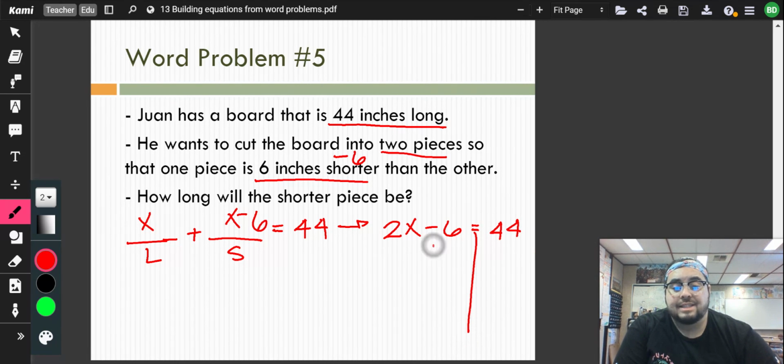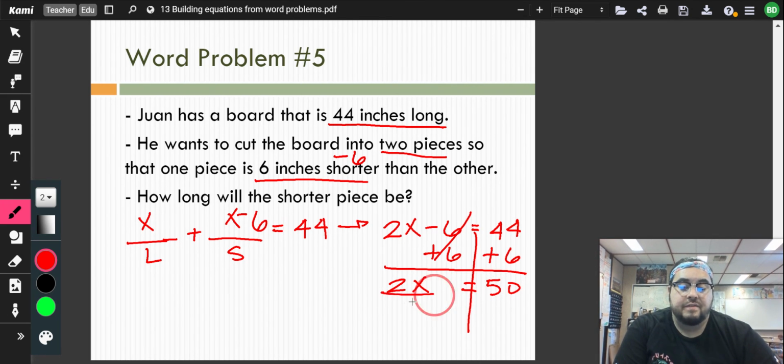We're going to add 6 to both sides. Okay, 2x comes down. The 6 cancels. 44 plus 6 is going to give us 50. Divide both sides by 2. And x equals 25.